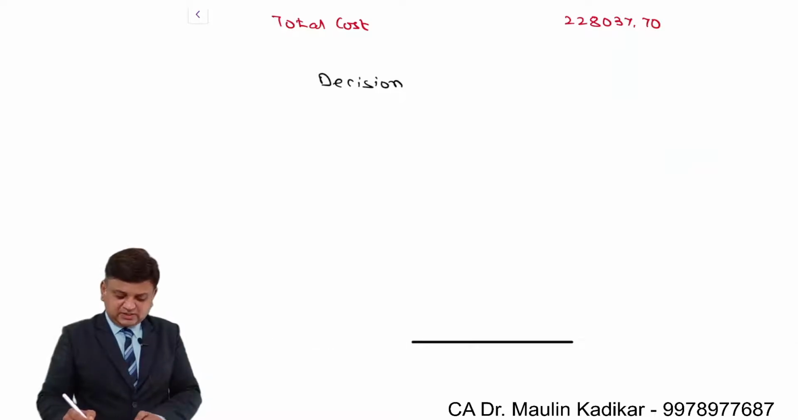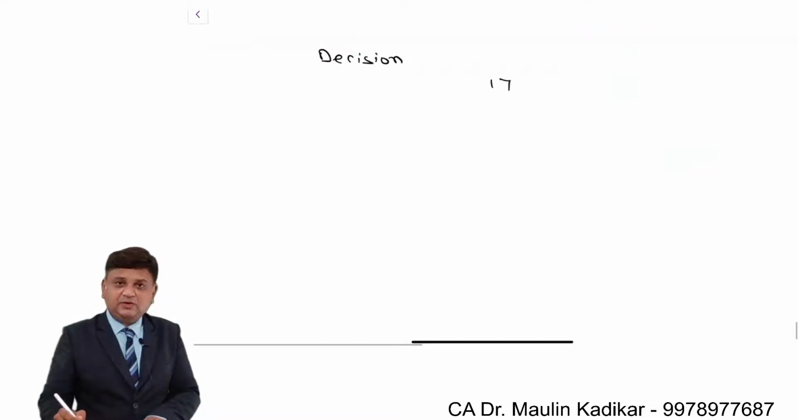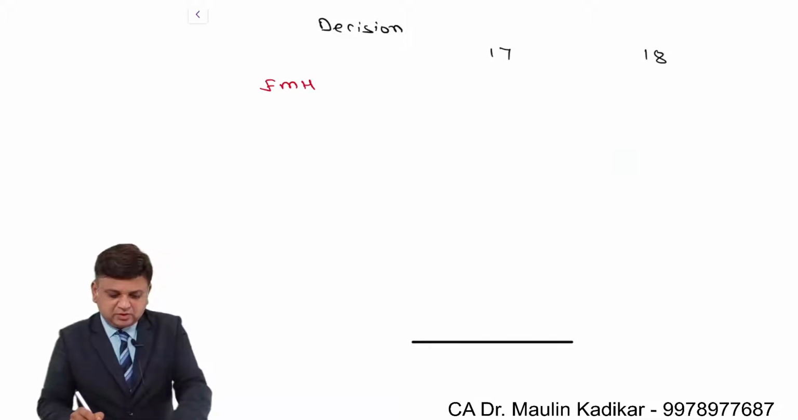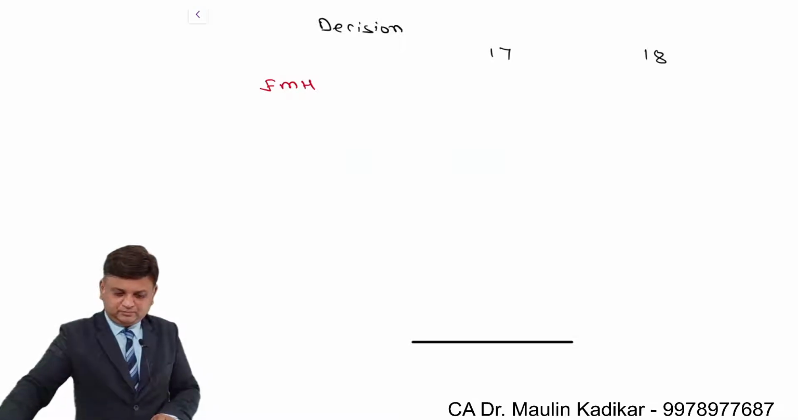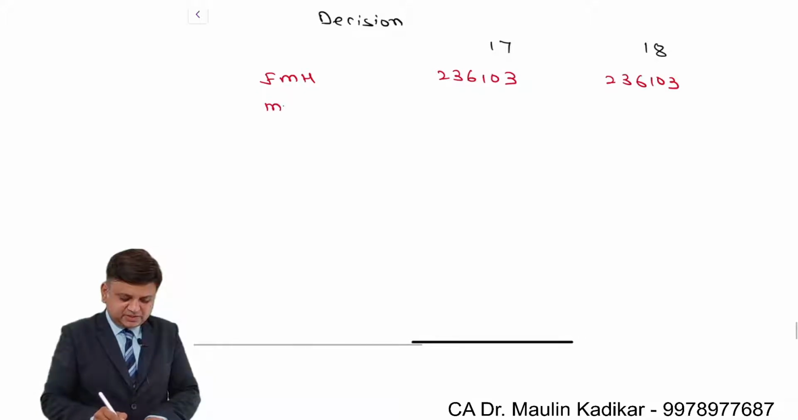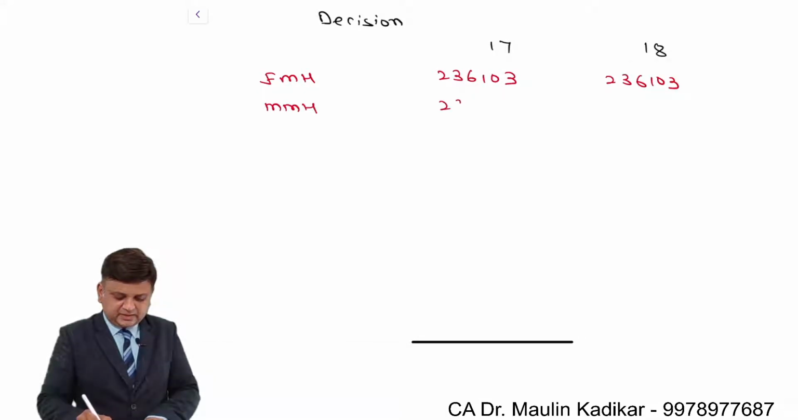Friends, I am showing both the answers. If you would have taken 17 contracts and done the answer, or 18 contracts and done the answer, in both the cases, what would be the answer? Let us write down. Forward market hedge, in that case, it is 2,36,103. As far as the money market hedge is concerned, it is 2,36,510.